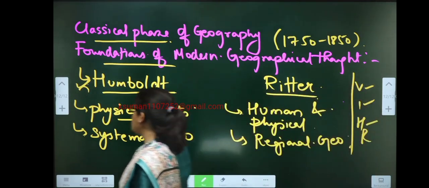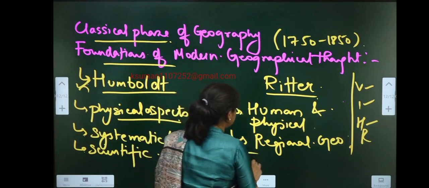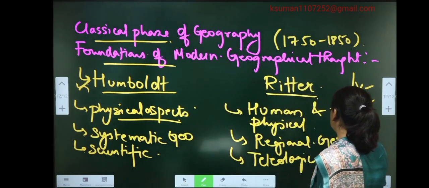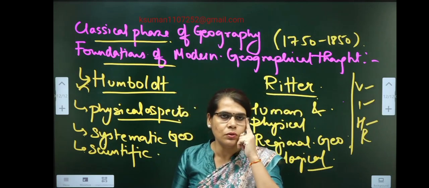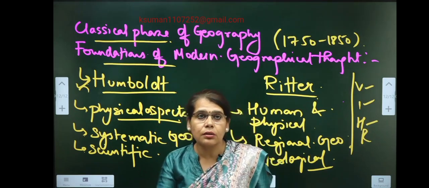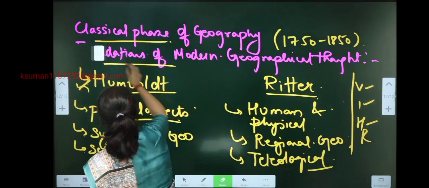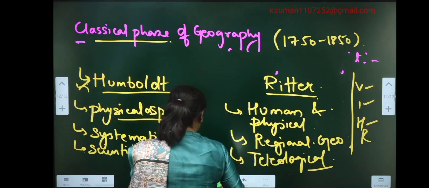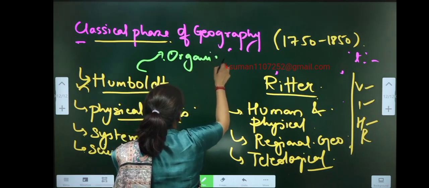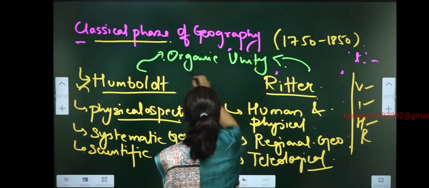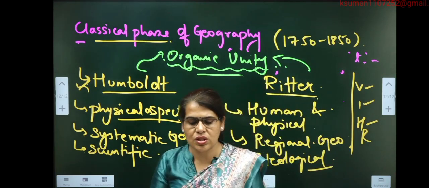His approach is more scientific in nature. His is more teleological. Some bit of faith in God, but yes, he's talking also about the empirical observations. But the common aspect is that both are talking about the organic unity. I hope you remember that. In one of the classes, I had told you about this concept. Both talk about the concept of organic unity, the concept of Zusammenhang and Naturganzen.